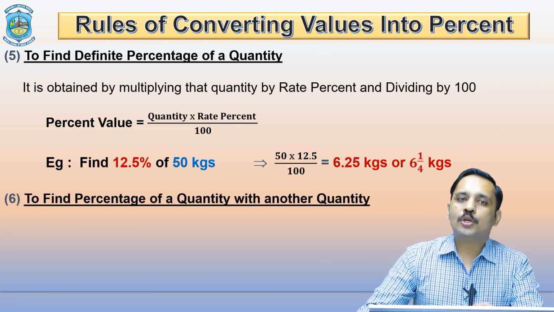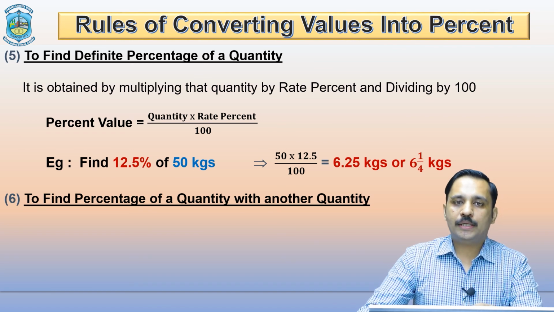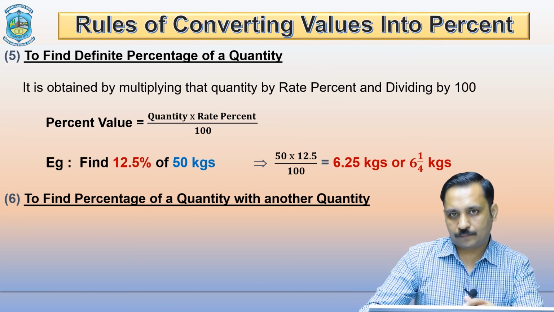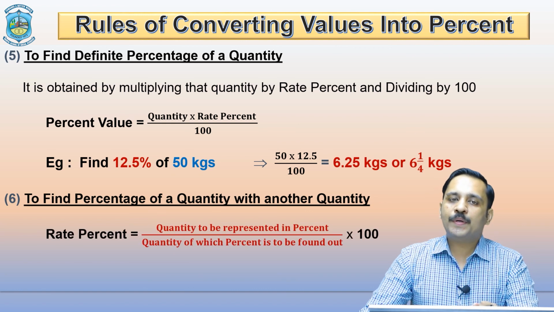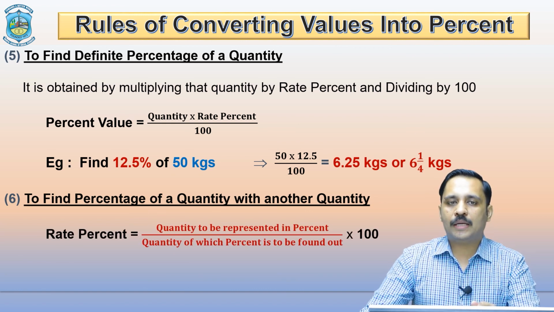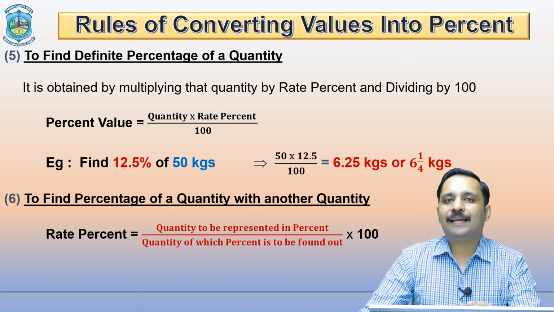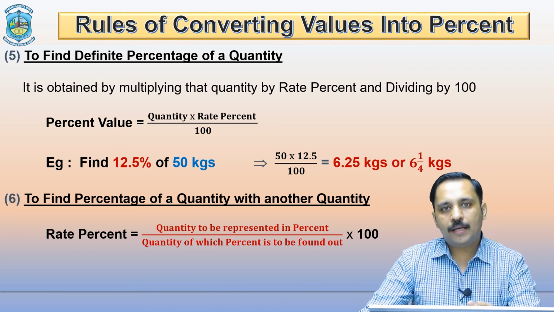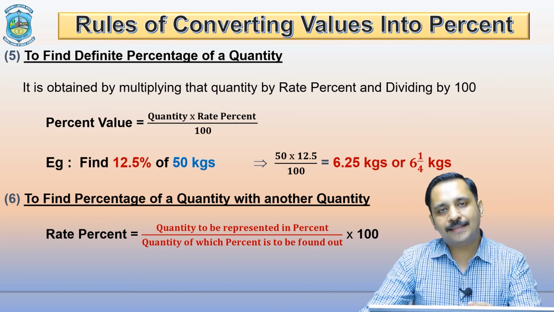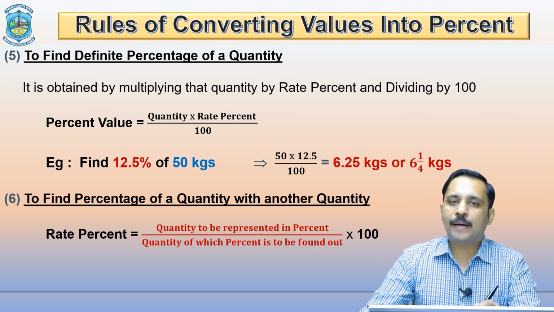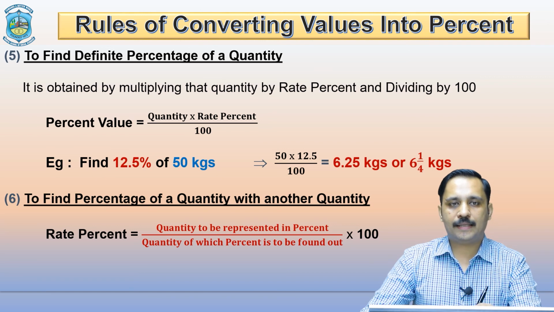The next rule is to find percentage of a quantity with another quantity. So here rate percent can be found out using the formula: rate percent is equal to the quantity to be represented in percentage divided by the quantity of which percentage is to be found out, multiplied by 100. Let us take an example.